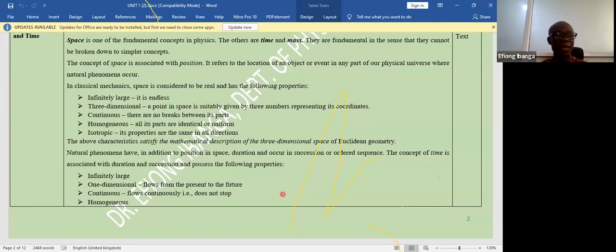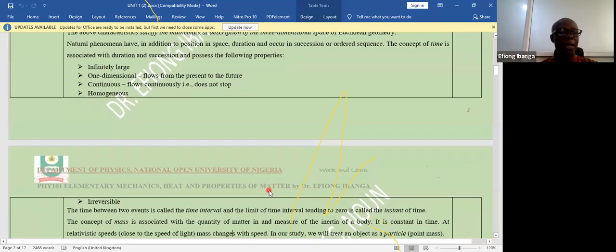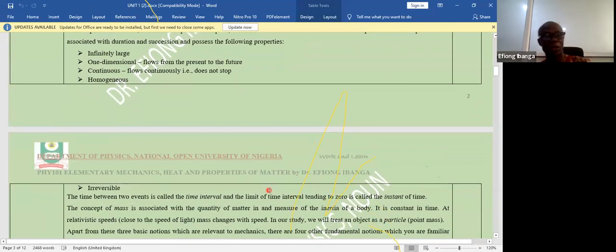One, it is infinitely large, that is, it is endless. Of course, if you turn on the watch, even if the watch stops, the time continues. It is one-dimensional. That is to say, it flows from the present to the future, in one direction. It is continuous, it does not stop, and it is homogeneous. It is also irreversible. When you have lost the time that you should have used to do something, you cannot regain it.